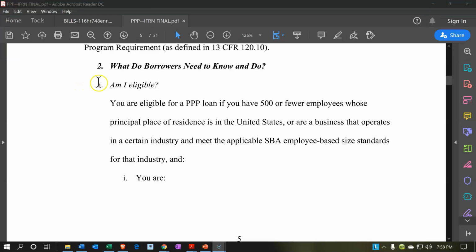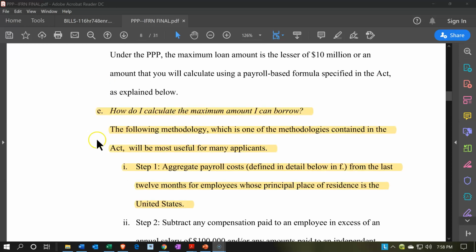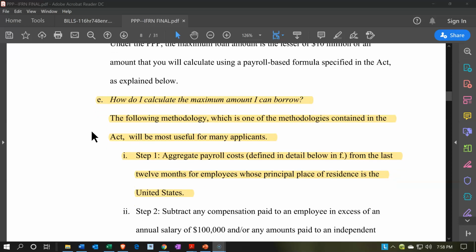The first item is in section 2E, what do borrowers need to know? And then down here on 2E, how do I calculate the maximum amount I can borrow? The following methodology, which is one of the methodologies contained in the Act, will be most useful for many applicants. Step 1, aggregate payroll costs, defined in detail below in F, from the last 12 months for employees whose principal place of residence is in the United States. So notice what it says there: the last 12 months.